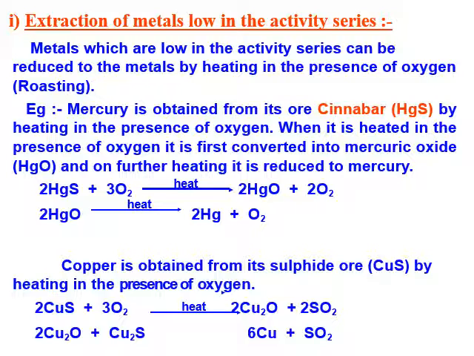Likewise, copper is obtained in sulfide form, Cu2S, copper sulfide, and on heating in the presence of oxygen, it gives copper oxide, and when copper oxide and copper sulfide are heated, it gives copper plus sulfur dioxide.